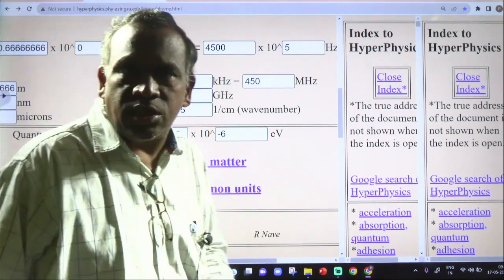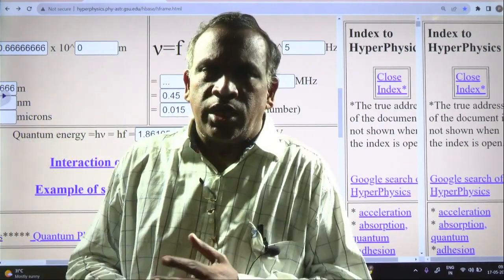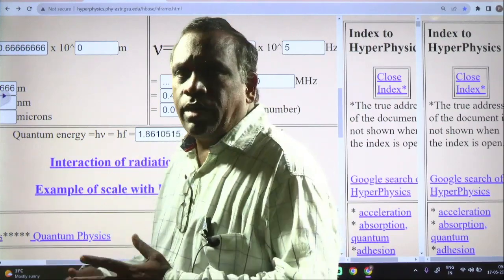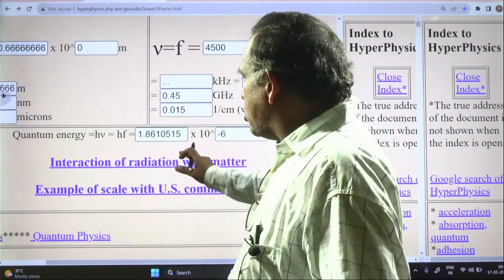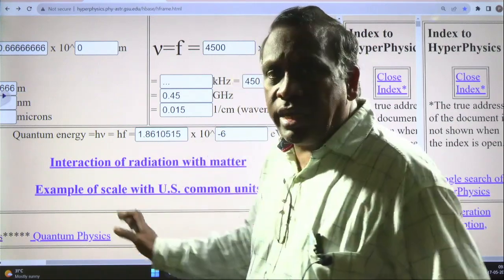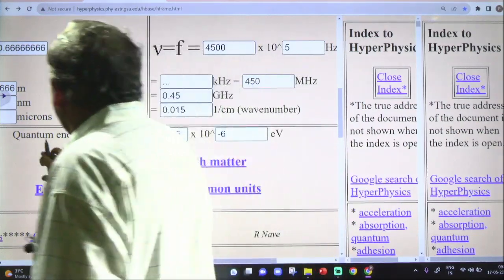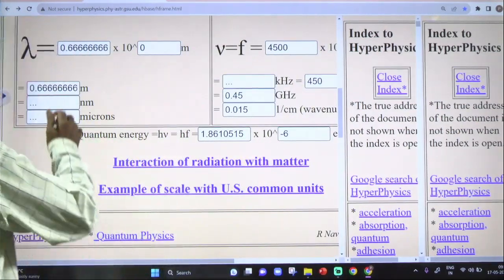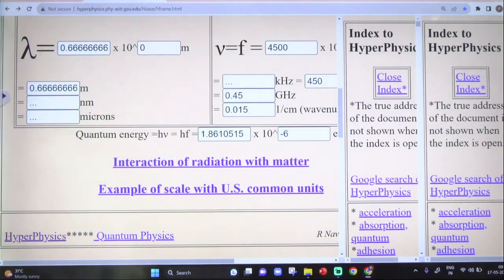What is the Planck's constant value? It is 6.626 into 10 power minus 34 joule second. So based on that value you can calculate this. And coming to the frequency, if the frequency is 4500, then lambda will be this value.